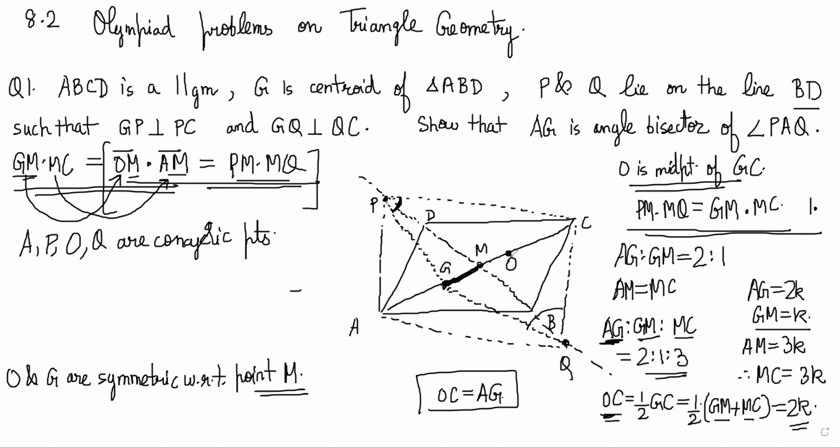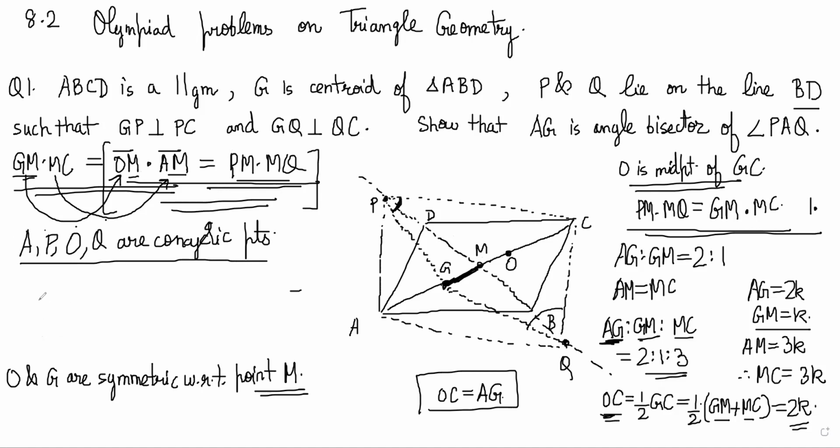Think about it, OM into AM, and PM into MQ. So that is like the power of a point through the circle circumscribing APOQ, right? The power of point M is the same. If there was a circle circumscribing APOQ, then this is the result we would have gotten. So by the power of a point theorem, we can say APOQ is cyclic, right?